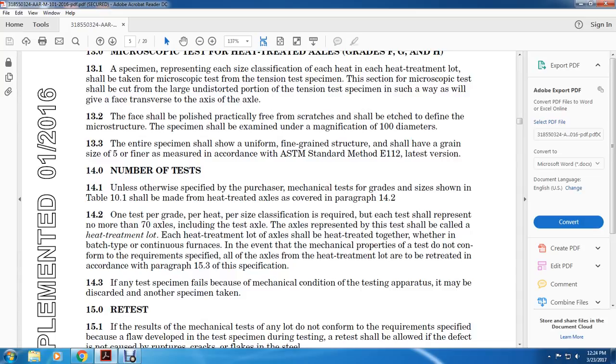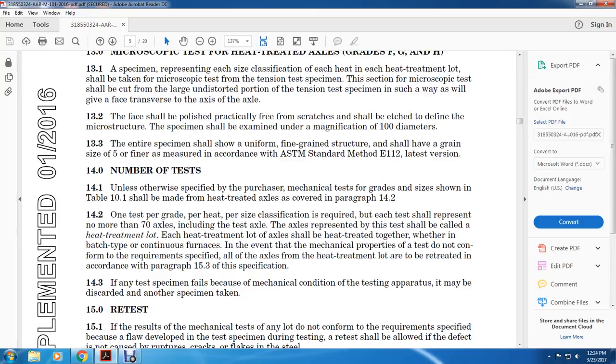14. Number of tests. Unless otherwise specified with the purchase, mechanical tests for the grade and size shown in table 10.1 shall be made with the heat treated axles covered in paragraph 14.2. One test per heat, with the precise classification required, but each test must represent no more than 70 axles, including the test axle. The exact axles represented with the test shall be called a heat treatment lot.